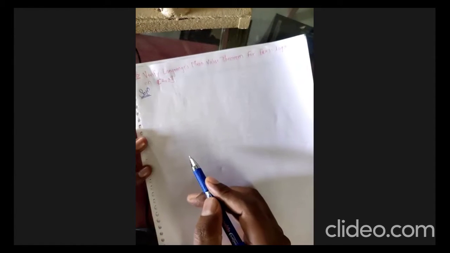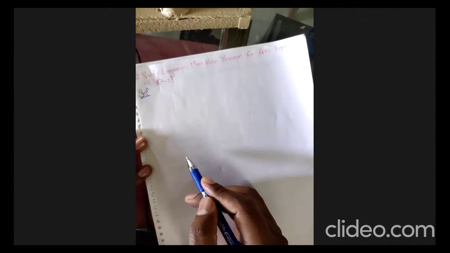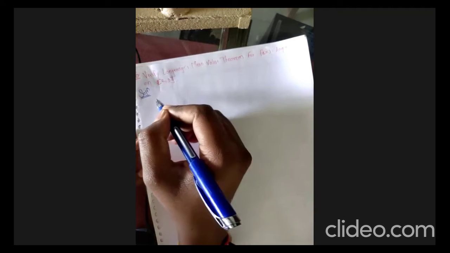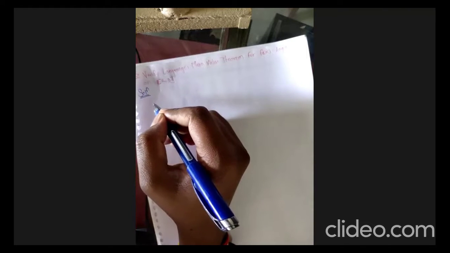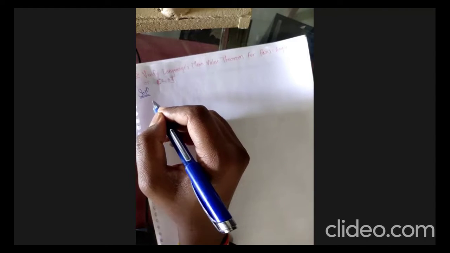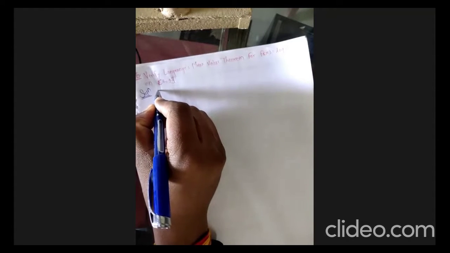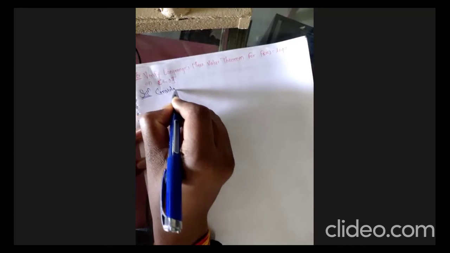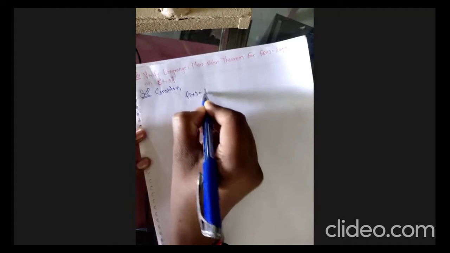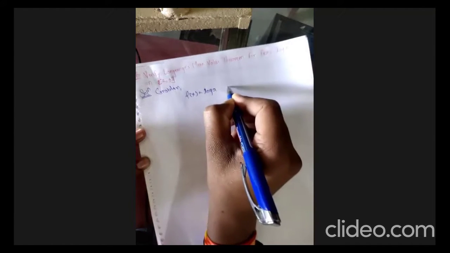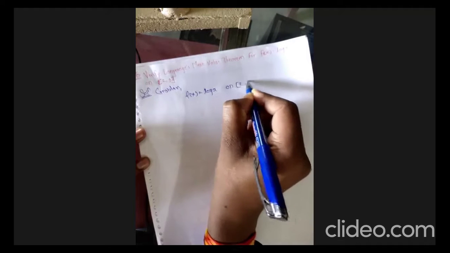So see the next example. Verify Lagrange's mean value theorem for f(x) equal to log x on the closed interval [2, 3]. Similar to the previous example, this is also a verification of Lagrange's mean value theorem. This example we solve. Consider f(x) equal to log x, and the function is defined in the interval [2, 3].